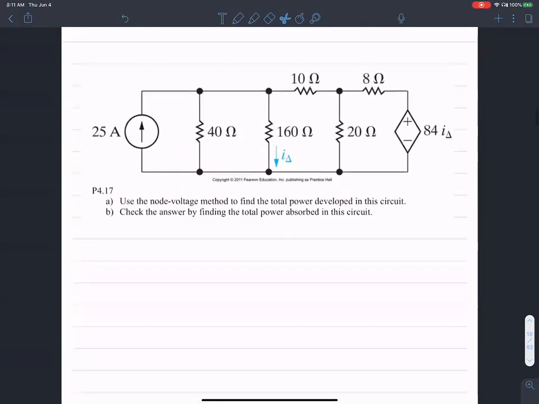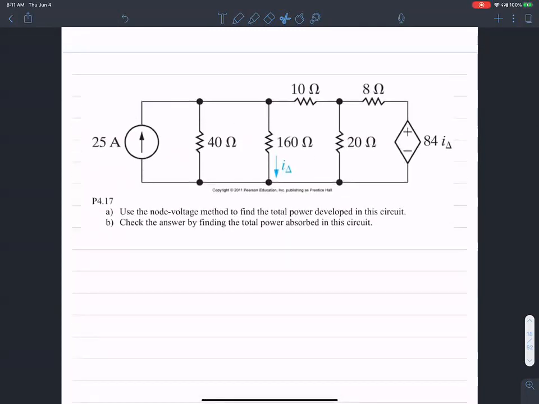Before I go silent, let's quickly look at the problem. There is a circuit here with a bunch of different branches, a bunch of different nodes. The problem that we are supposed to solve is to use node voltage method, and we are expected to find the total power developed in this circuit. That's going to be coming from two sources. Then the second part of the problem asks us to find the total power absorbed in this circuit.